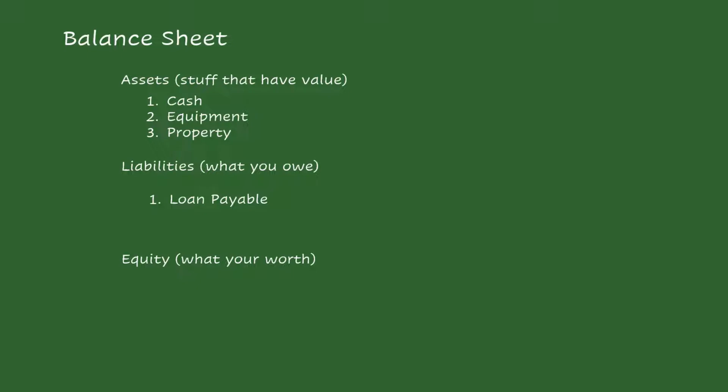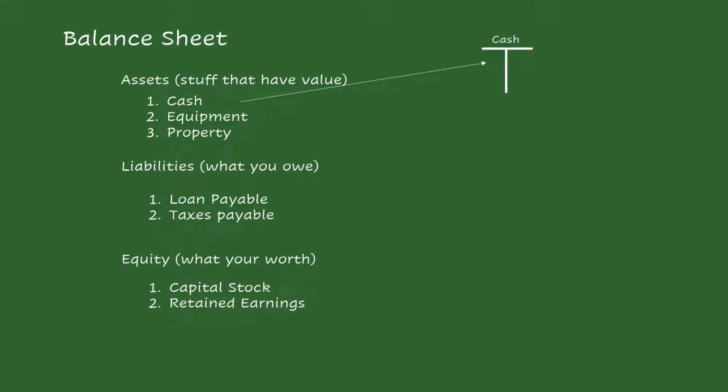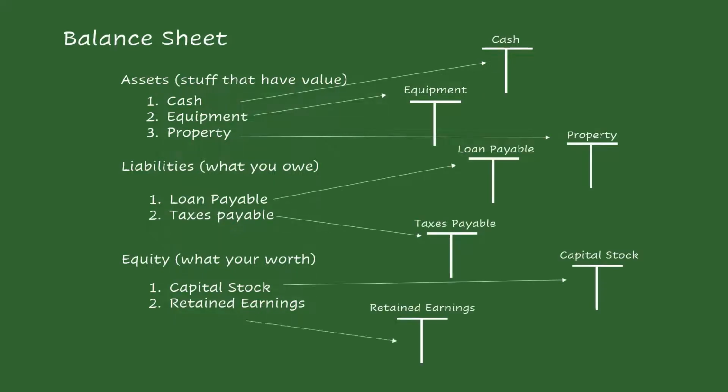Some examples of liabilities are loan payable, which requires you to give up some cash in order to pay back, or taxes payable. Within equity, you can have capital stock, which is where you record your investment in a company, or retained earnings, where past earnings are recorded. We'll get into deeper detail on these two items in later classes. Now, each of these accounts is represented by a T. So for example, cash has its own T account, equipment has a T account, property, and so too for every other one of our accounts.